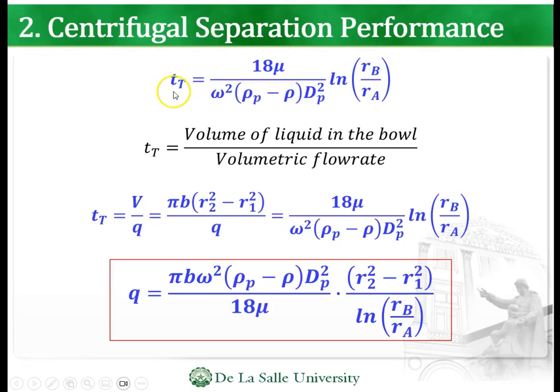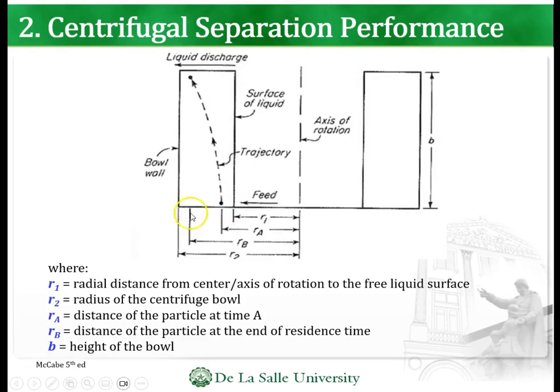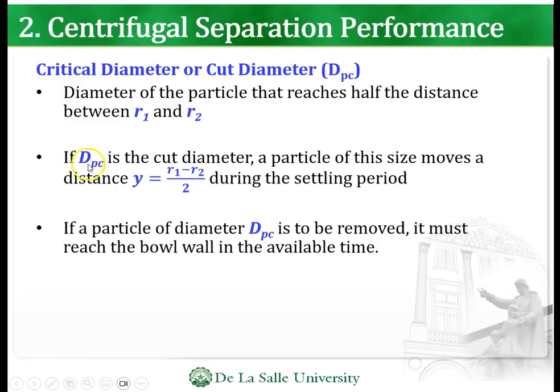Again, for the residence time here, 18 mu over omega squared, rho particle minus rho fluid, dp squared ln Rb over Ra. First, let's go to some of the important terms in here. Critical diameter or cut diameter. This is known as the diameter of the particle that reaches half the distance between R1 and R2. So basically, between R1 and R2, the critical diameter would be found somewhere here in the middle. A particle of this size moves a distance of R1 minus R2 all over 2 during the settling period.